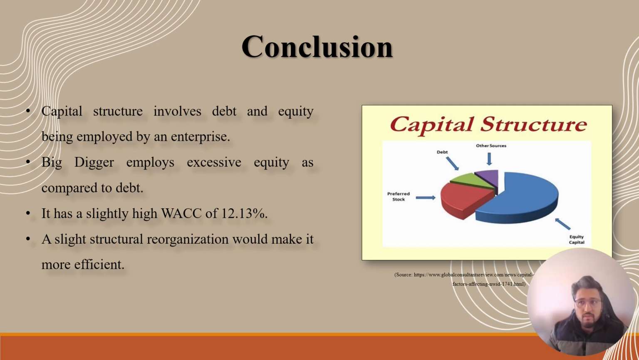Just wrapping things up here, capital structure is a mix of equity and debt, and Big Digger mostly uses equity, so its weighted average cost of capital is 12.13%. The current mix is equal to stable, ethical, and low risk, which is fine. A small shift toward debt could reduce cost and improve return.